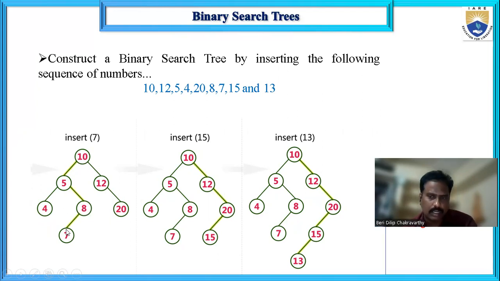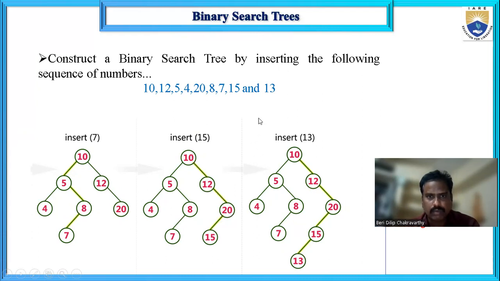Okay. So then insert 15. I'll be checking with my root node 10, and 15 is greater than 10, I'll be moving to the right side. 15 is greater than 12, I'll be moving to the right side. Then 20, which is... 20 is greater than 15. That's why I need to place 15 as left child to my 20.